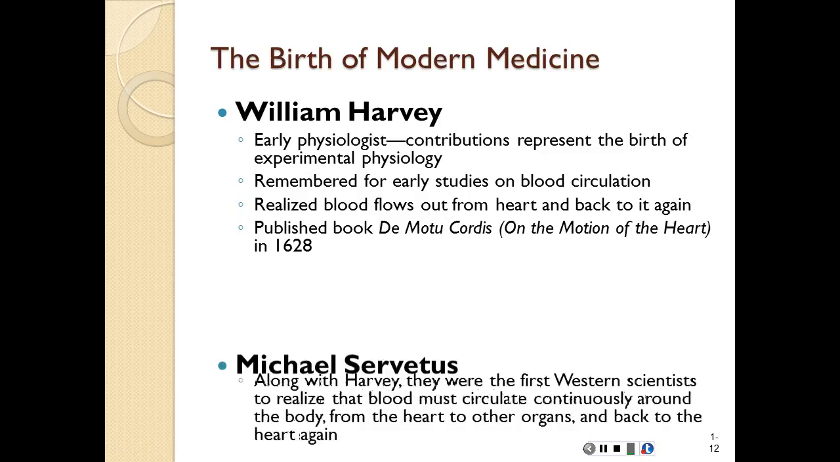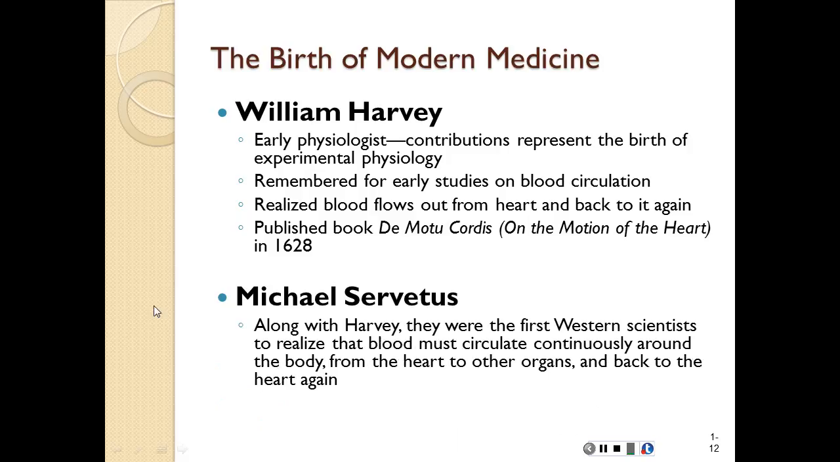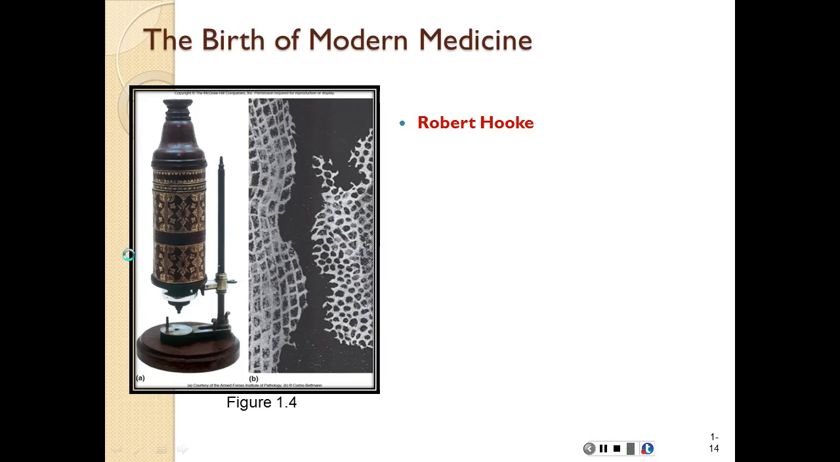He published his book called De Motu Cordis, which is the motion of the heart, back in 1628. And here's the other gentleman, Michael Servetus, who, along with Harvey, helped us to realize that the blood does circulate continuously around the body. It goes from the heart to the organs and, of course, back to the heart again. Basically, what we already know of how blood circulates throughout the body.